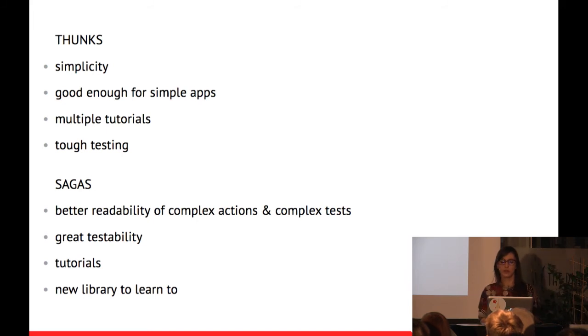Okay, so to sum up, I think we can say that thunks are really simple and they're good enough for simple apps, and they're a good way to start our adventure with asynchronous actions in React Redux apps. What is a disadvantage is tough testing. As for Sagas, I think they provide better readability of complex actions and of complex tests. Great testability is the advantage. There are also many tutorials, and the only disadvantage, I think, is that it's quite a big new library to learn.